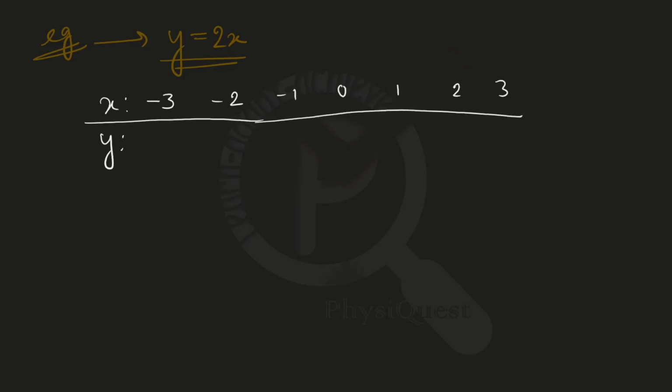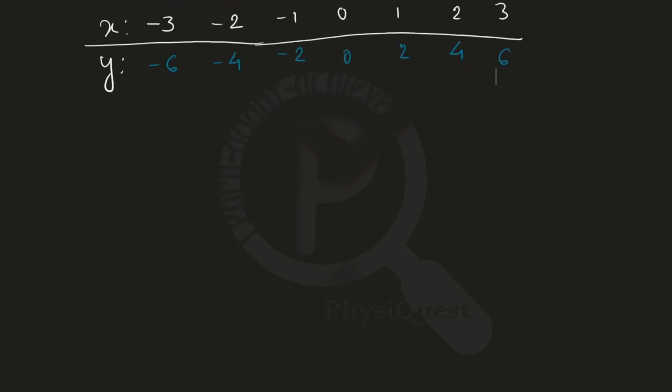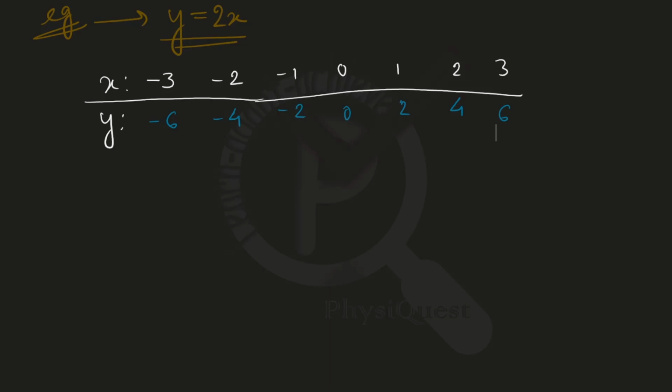Now for y, look, what will I get? If x equals minus 3, then y will be what? 2 times minus 3, that is minus 6. Here what will I get? Minus 4, minus 2, 0. 2 times 1, what? 2, 4, 6. Fine. And there are so many points. So I'm trying to make you visualize how I am getting the graphs.